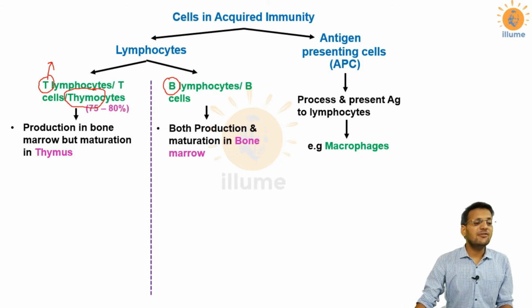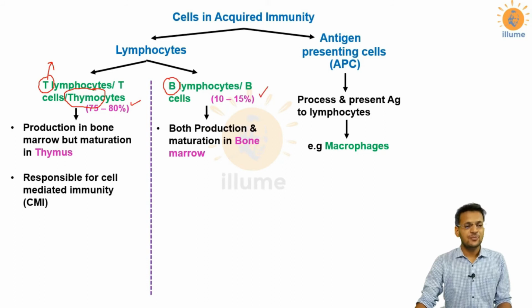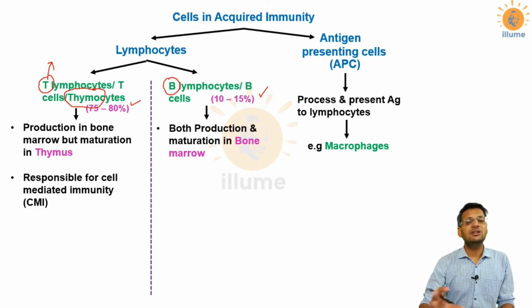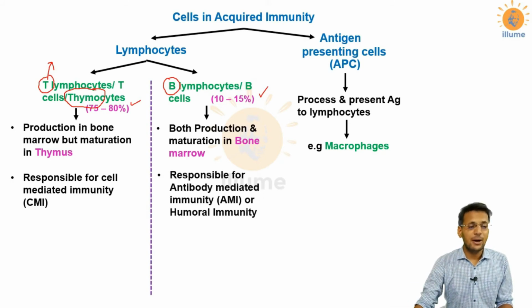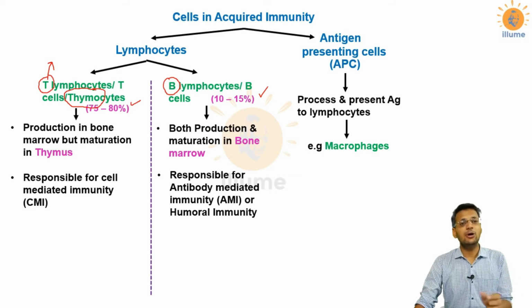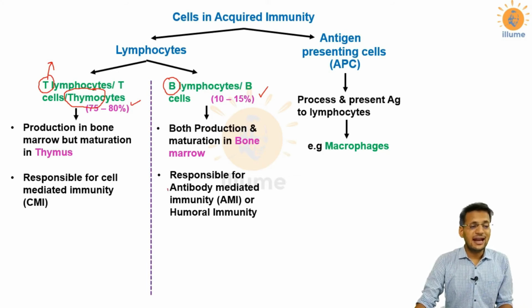If I talk about the concentration, 75 to 80% of lymphocytes are T lymphocytes, but only 10 to 15% are B lymphocytes. If I talk about the function, the main difference is the type of response they produce, the type of immunity they render to you. T cells always provide cell mediated immunity, an immunity occurring with the help of cells. But B lymphocytes perform the role of antibody mediated immunity by producing antibodies, and these antibodies are responsible for the immunity. This is called antibody mediated immunity, or humoral immunity.